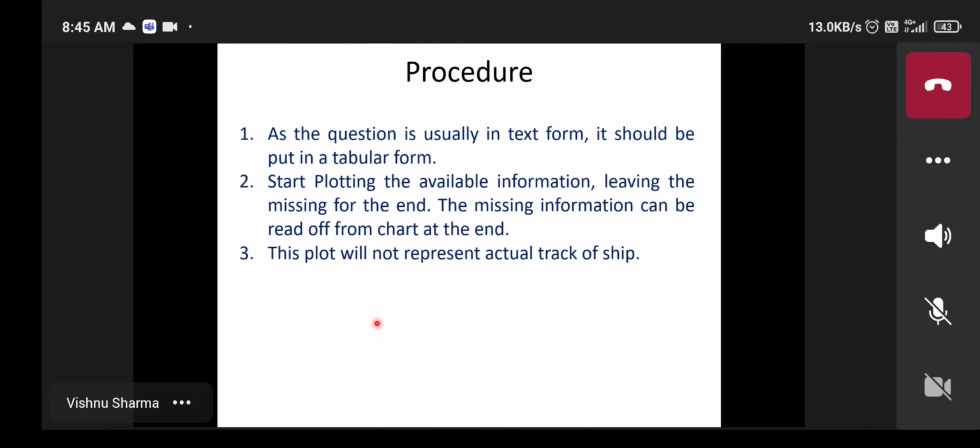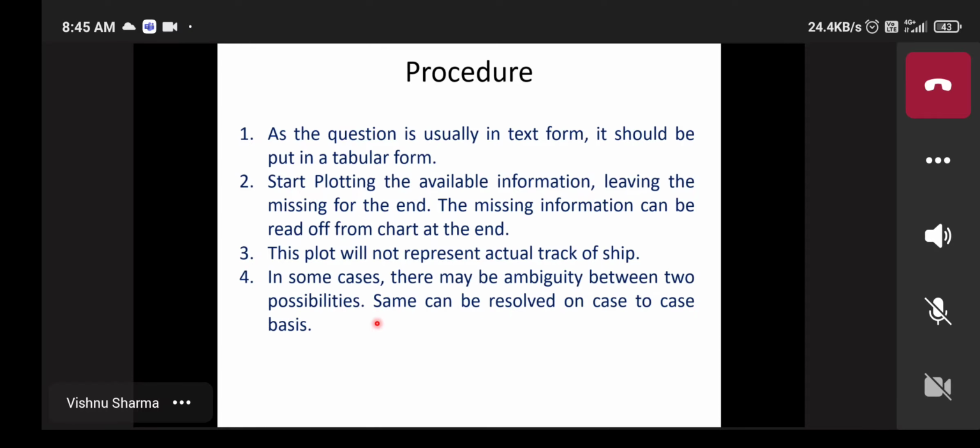Plot will not represent the actual track of the ship. I'll explain to you when we take the example. In some cases, there may be ambiguity between two possibilities, and that ambiguity can be resolved on a case-to-case basis based on further information which will be provided in the question.